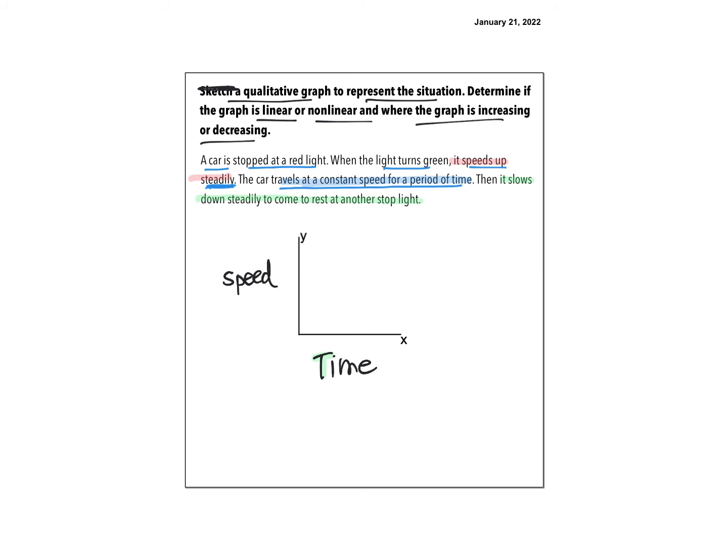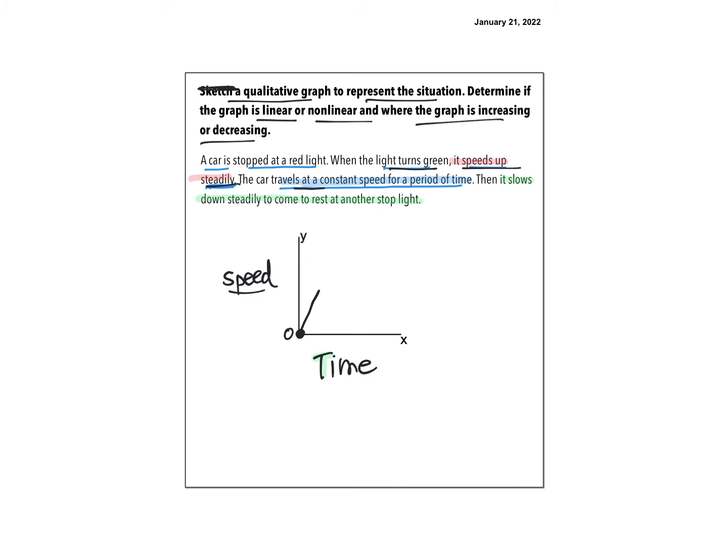So right away, it stopped at a red light. So its speed is 0, right? Here would be a speed of 0. Okay, so speed is 0. As the light turns green, it speeds up steadily. So steadily would be like at a constant rate. So it's going to speed up, speed up, speed up. It doesn't tell us how fast.